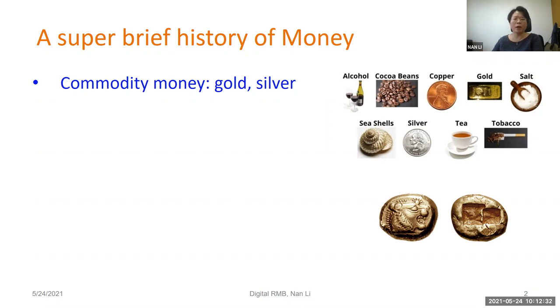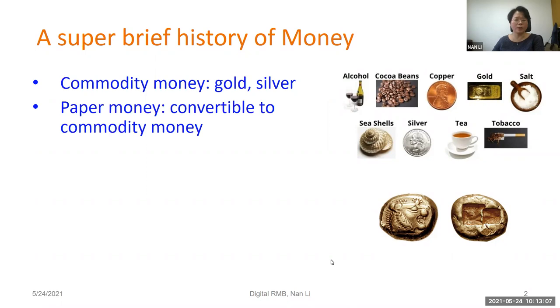And then later on, commodity money was mainly in the form of either gold or silver, due to the nature of these two commodities, namely high in value. It also has scarcity, and it is easy to divide and easy to carry. So any kind of commodity that can serve as the medium of exchange should satisfy these kinds of properties.